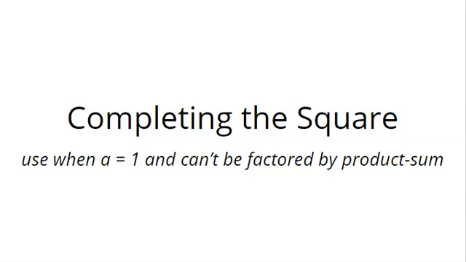Completing the square is a method to solve quadratic equations that we typically use when the a value is 1 and the quadratic equation can't easily be factored by product sum. However, we can complete the square for any quadratic equation, and in this video we're going to discuss a third method for completing the square on a quadratic equation when the a value isn't 1. So let's take a look.